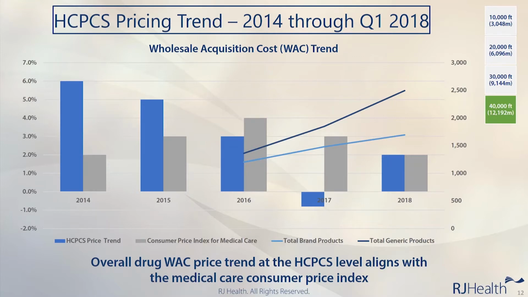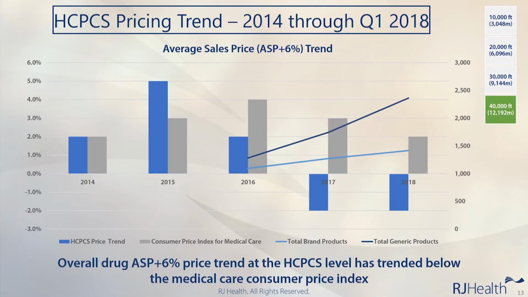The other piece of this graph is the lines. The dark blue and the light blue show, at the same time period, what's going on with regard to the number of brand products and generic products within the NDCs evaluated. And at the highest level, as you can see, there are significantly more generics than brand products.